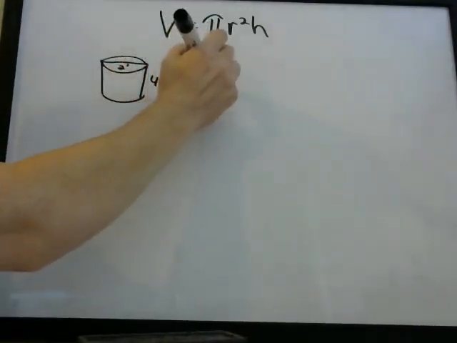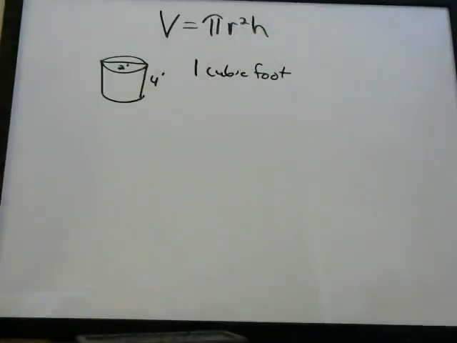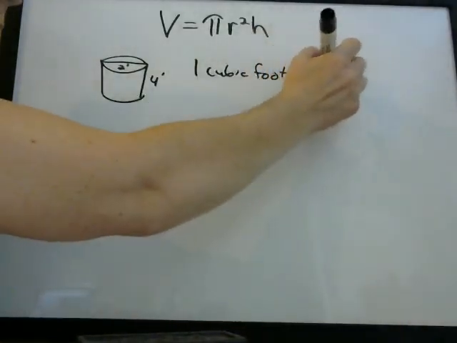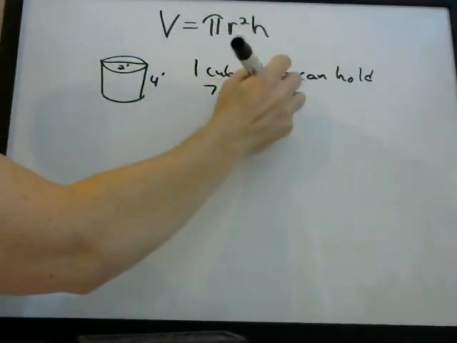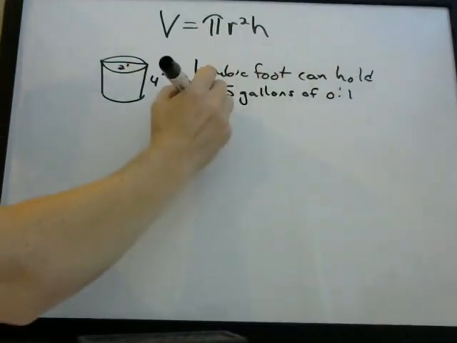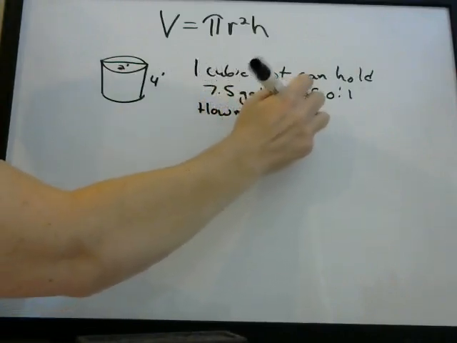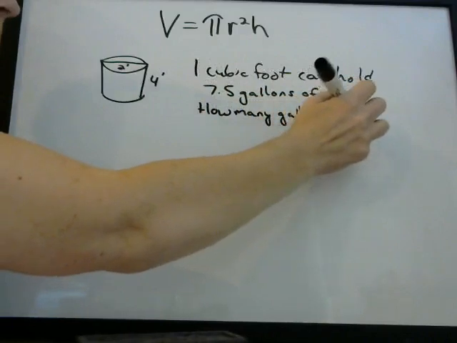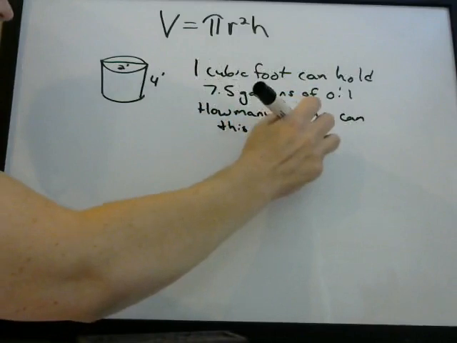1 cubic foot. So again, when you read this, when it says cubic, you know that you are dealing with volume. 1 cubic foot can hold 7.5 gallons of oil. How many gallons can this oil drum hold?